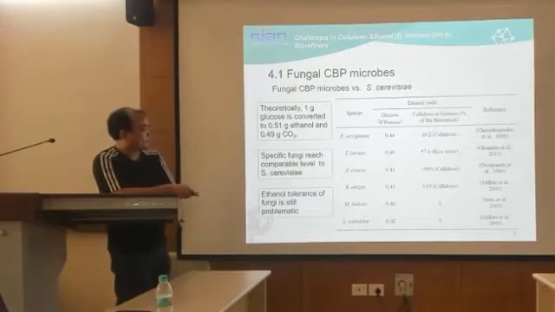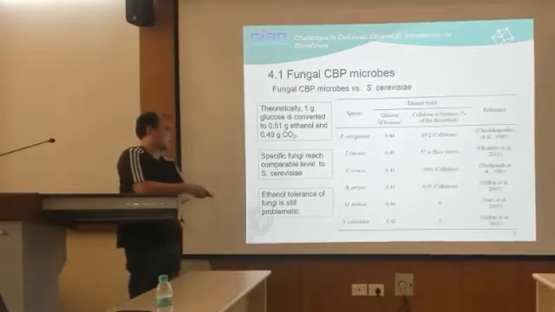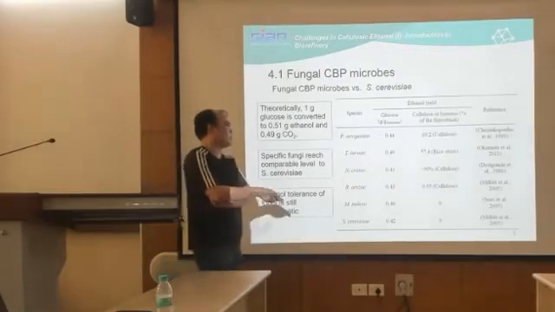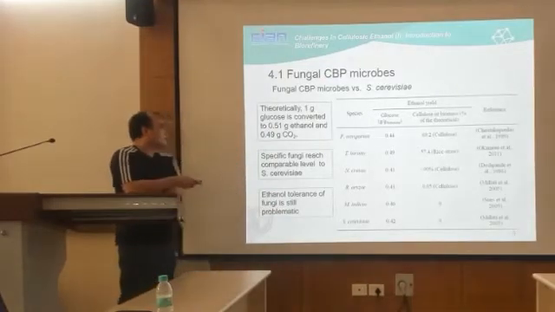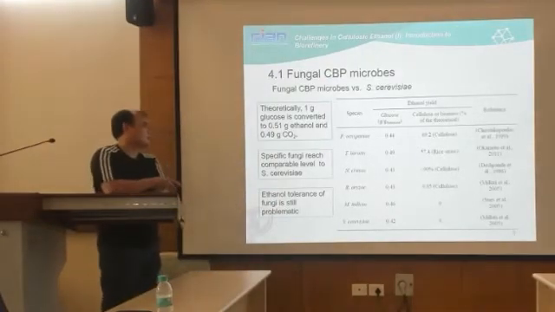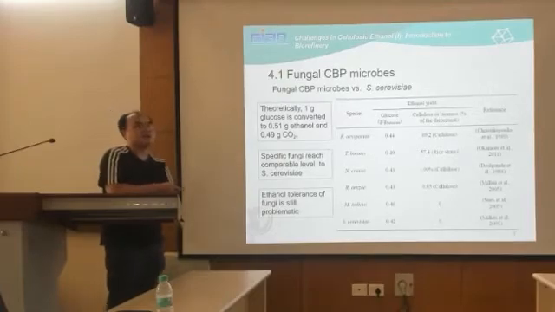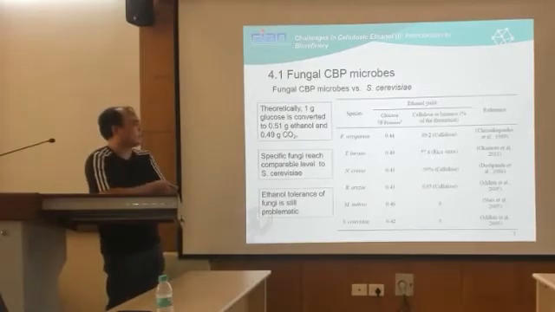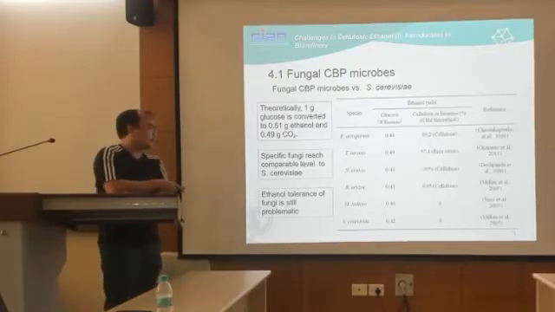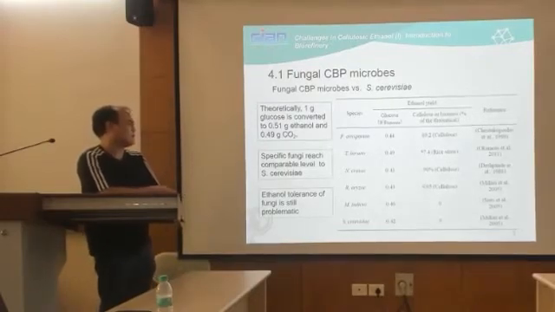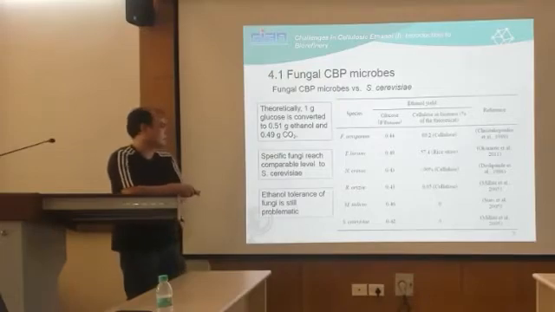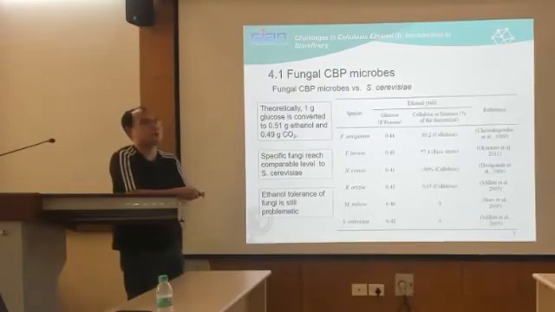We also have some other fungi. There are no data from direct fermentation of cellulose for them. The specific fungi reach a comparable level to the yeast when we compare the ethanol production ability. However, for these fungi, the ethanol tolerance is usually much lower than the yeast. The ethanol tolerance is still a big problem.